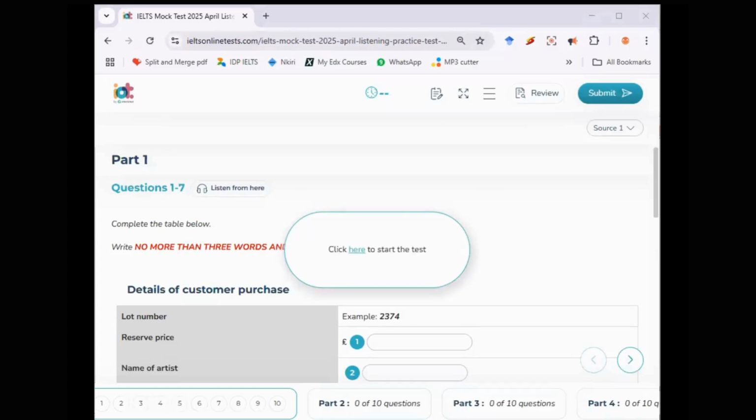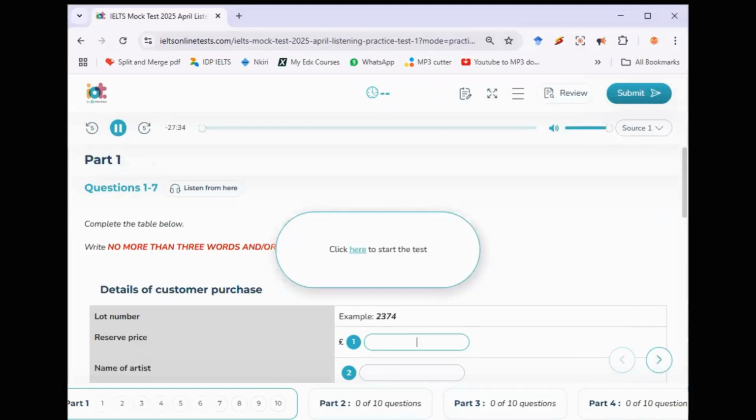So here we have a test. We have part one, part two, part three, and part four. That's what we have. So if you look at the screen, you're going to see that at the bottom of the screen, we have part one. Then it says questions. You can see number 1 to 10.